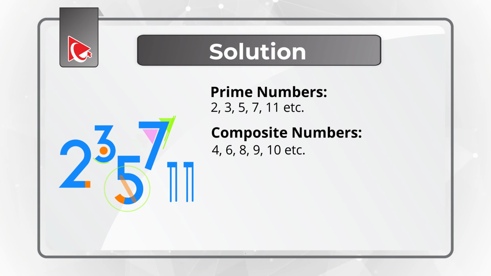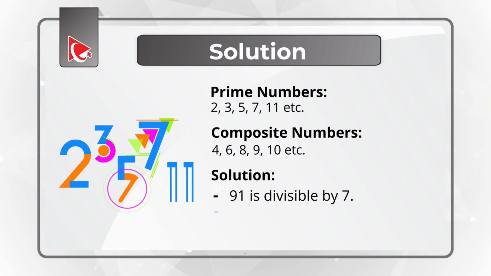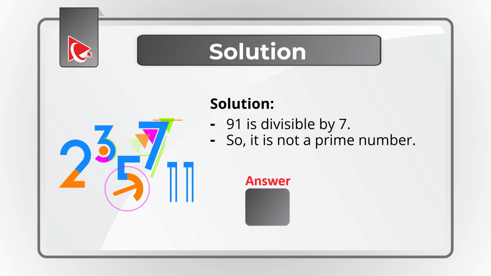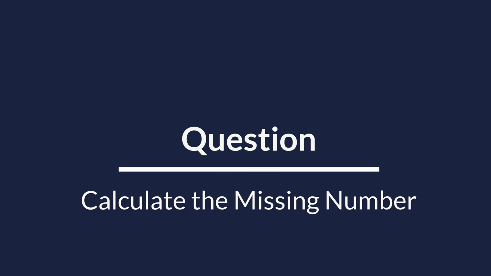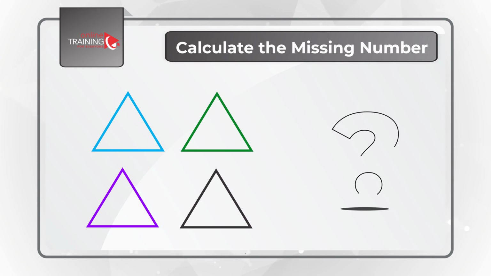As you might have figured out, of the numbers presented, 91 can be divisible by 7. So 91 is not a prime number, which means that the correct solution is choice D, 91. Hopefully you've nailed this question and now know how to answer similar problems on the test. Here's the famous 4-triangle question you regularly observe in the test. You need to calculate the missing number, which is represented by the question mark. And you're presented with 4 different triangles.